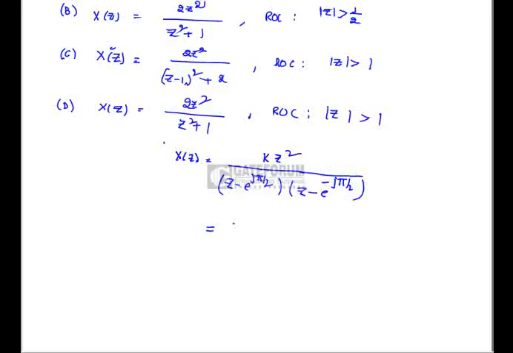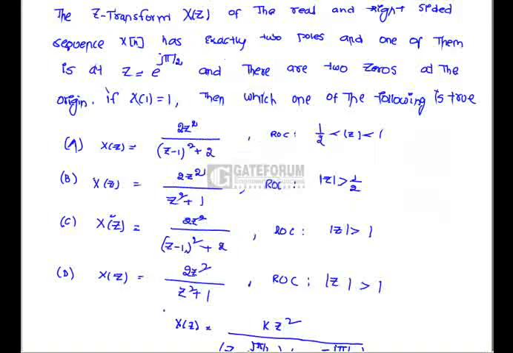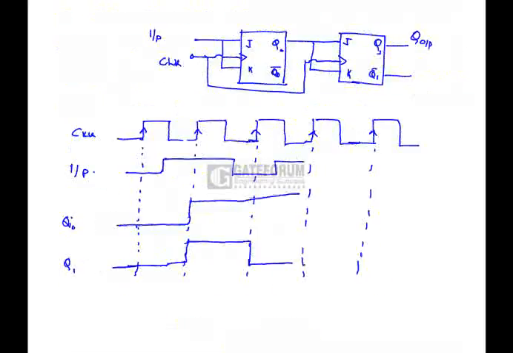If we simplify this, we will get k z square by z square plus 1. From the given data, we know that x of z at z equals 1 equals 1. If we solve, k by 2 is 1, that is k equals 2. So from this, 2z square by z square plus 1. We know that for a right-sided sequence, x of n is multiplied with u of n, whose ROC is mod z greater than 1. Hence, its ROC is mod z greater than 1, which is option D, is correct.